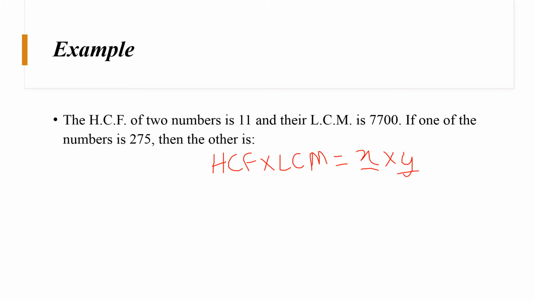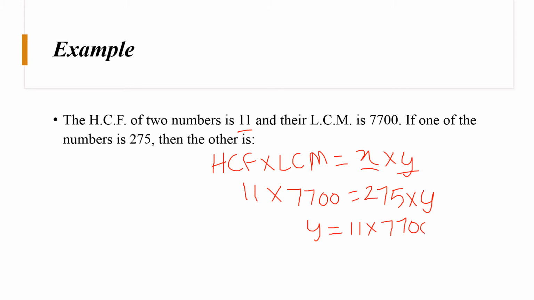Here HCF of two numbers is 11 and LCM is 7700 and one number is 275. We have to find the other number, that is y. For solving the value of y, it becomes 11 multiplied by 7700 divided by 275. 275 goes with 11 by 25 times and 7700 goes with 25 with 308 times. So the other number here is 308.